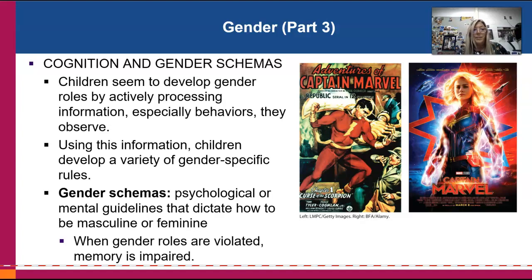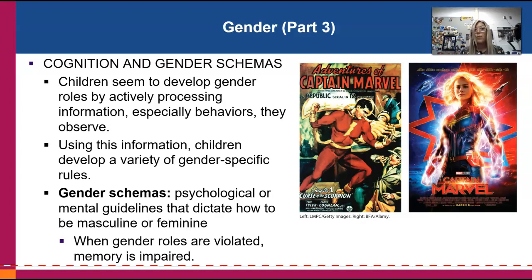All right, children seem to develop gender roles by actively processing information, especially behaviors they observe. Using this information, they develop a variety of gender-specific rules. So your schemas are your psychological or mental guidelines that dictate how to be masculine or feminine. When gender roles are violated, memory is impaired.